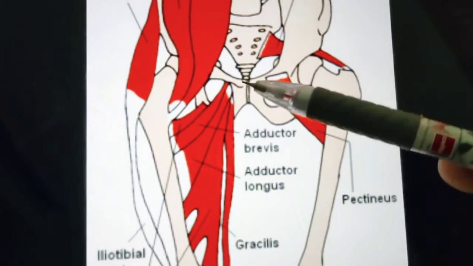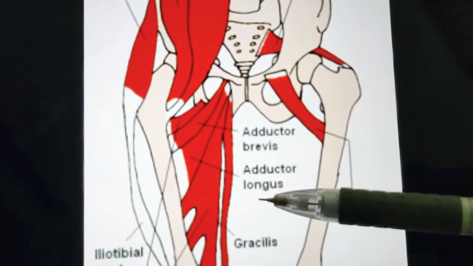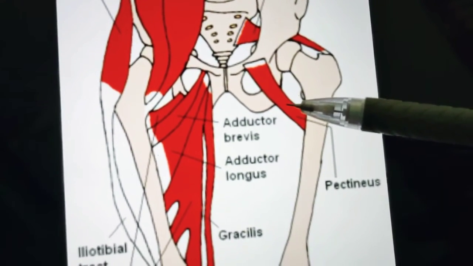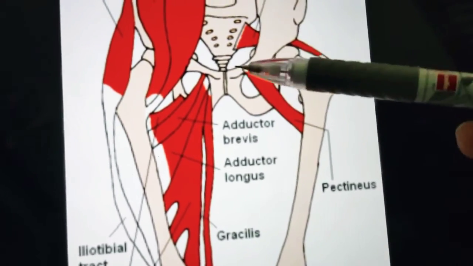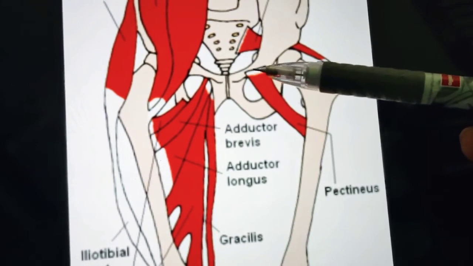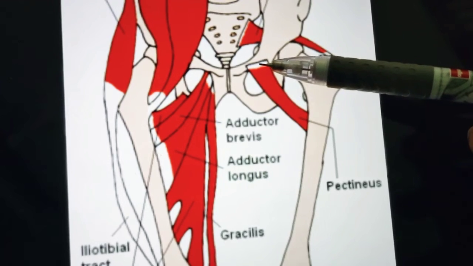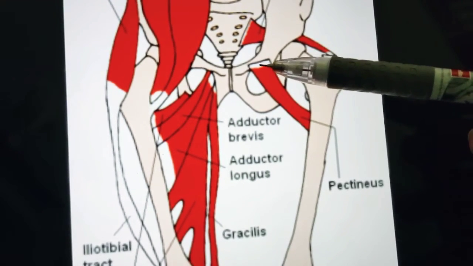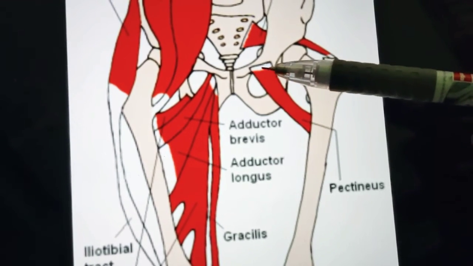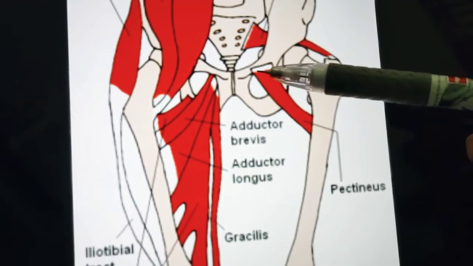Adductor longus is forming the medial wall of the femoral triangle, right? So pectineus gets its origin from the pecten pubis. This line is called the pecten pubis. From the pecten pubis it will get its origin, and also from the upper half of the pectineal surface of the superior ramus of pubis. If you see, this is the superior ramus of pubis.